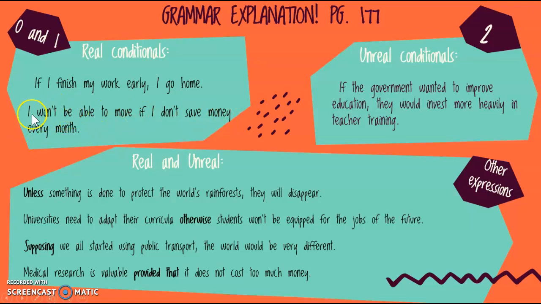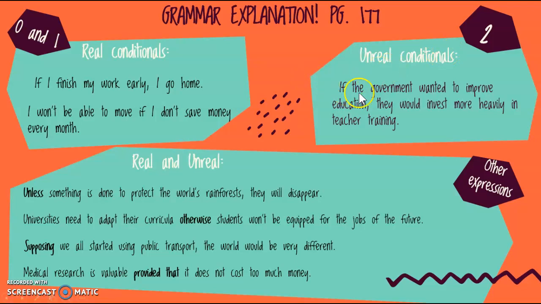In the first part, you have a future structure, and in the second one, you have a present structure. In this case, the clause order is the opposite: first the consequence, and then the cause. For unreal conditionals, you will find the second conditional.